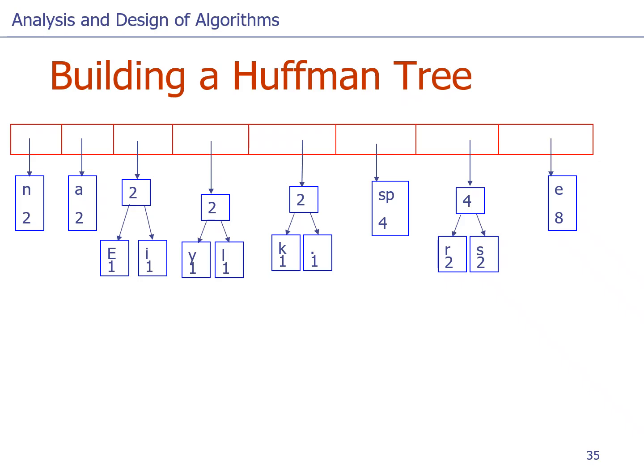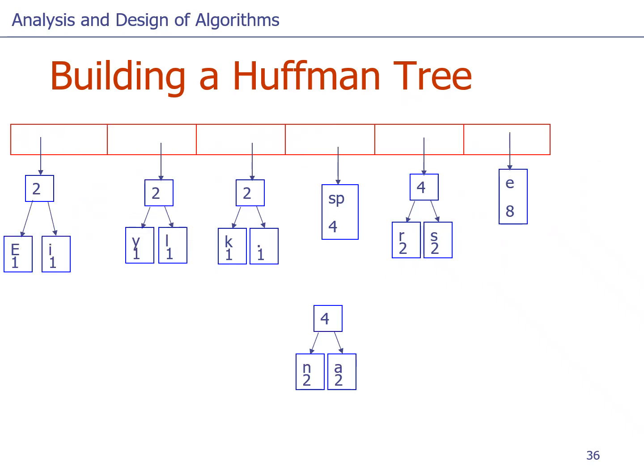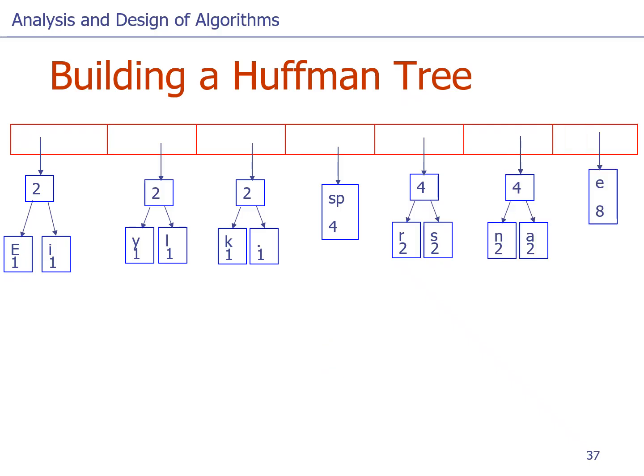I dequeue next N and A, create a parent for them, put it back into the priority queue. This is now my picture. Notice that the number of elements in the priority queue is decreasing because I am dequeuing a pair and inserting a single node, which is the root of the pair I dequeued. So this will go on to the next step, which is again to dequeue a pair.